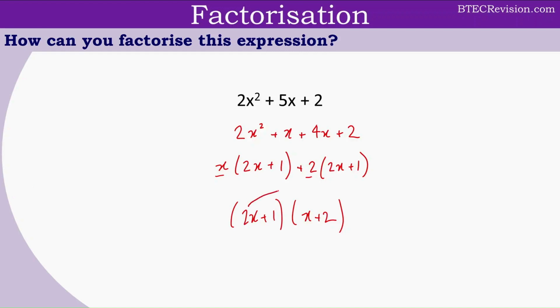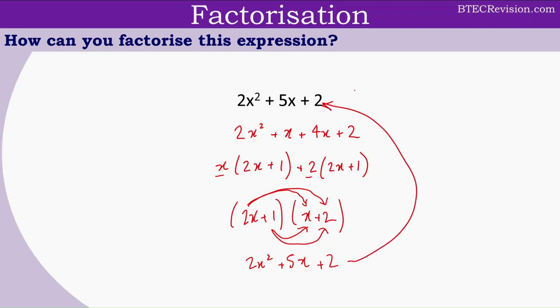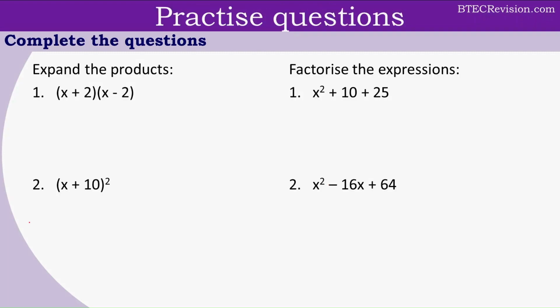So we can expand these terms and we can check and see if this is agreeing with our first expression. So 2x times x is 2x squared plus 2x times 2, so that's 4x, plus 1x, so that's 5x, plus 1 times 2 is 2. So that is matching, so that is correct. Now, pause the video here and complete these questions.